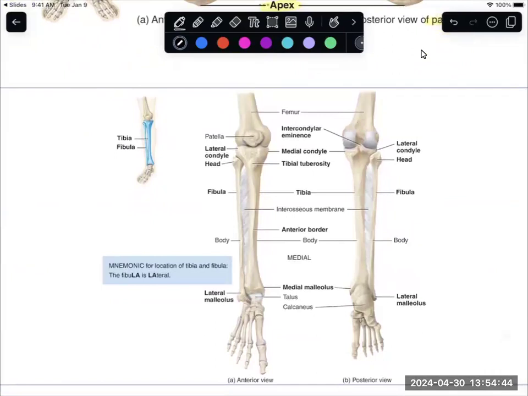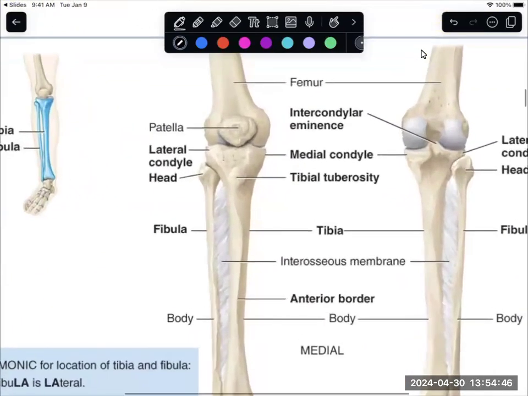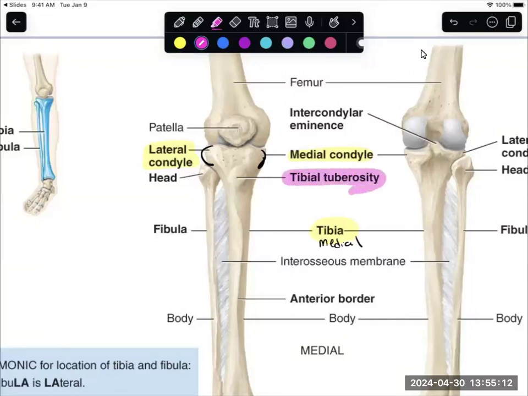We have the tibia and the fibula. The tibia is the medial bone. The tibia is going to have a medial condyle and a lateral condyle, so that medial side, that lateral side. On the front of the tibia, we have a roughened up area that is known as the tibial tuberosity. You may even be able to feel that on the front of your leg.